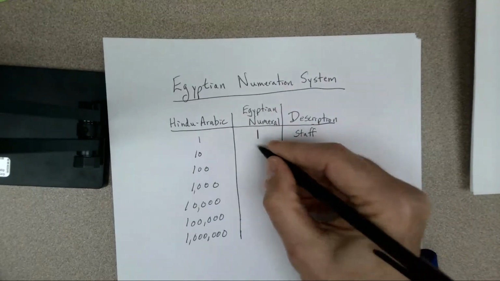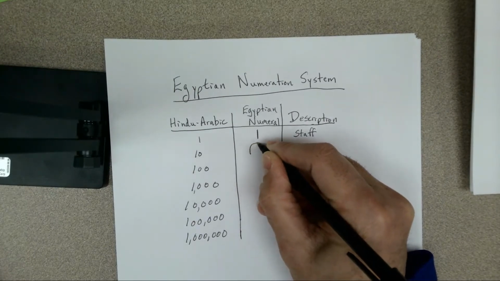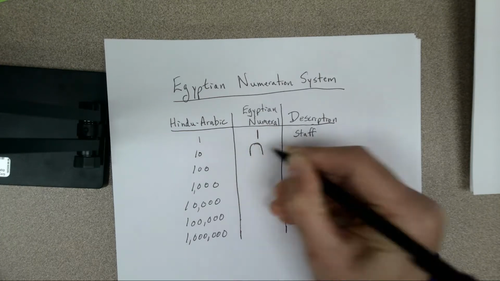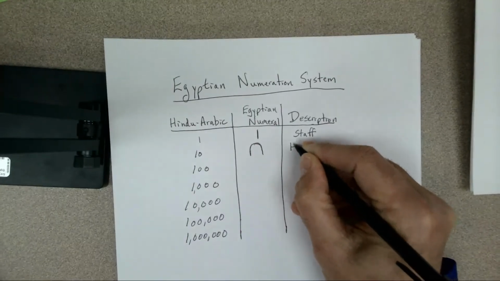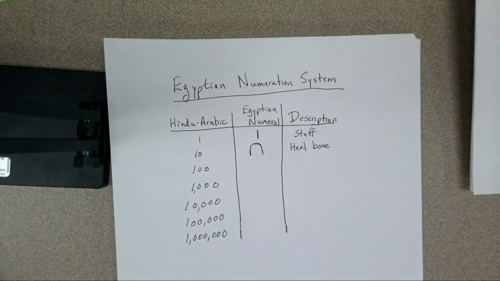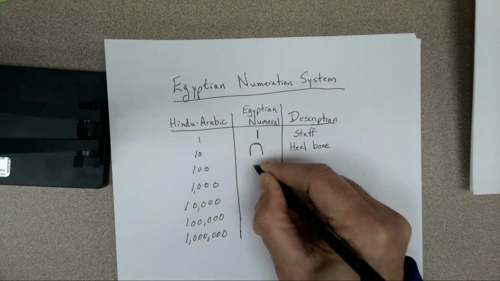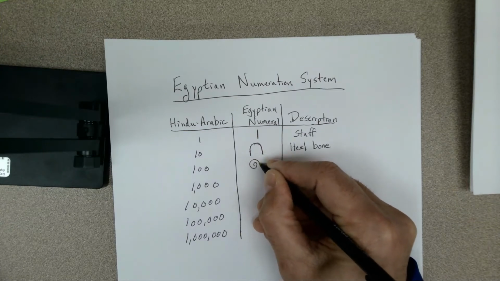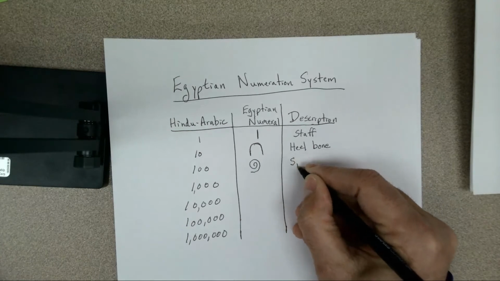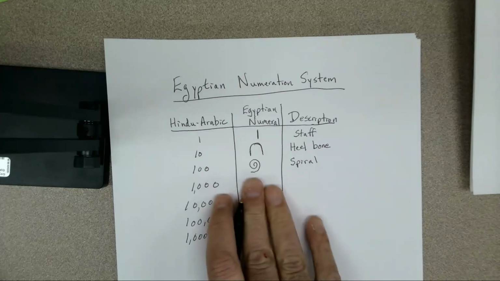10 looks kind of like the intersection symbol in set theory. It looks like an arch here. The name, though, is called the heel bone. 100, and this can be written both ways, is the spiral. Sometimes you'll see the spiral go the other way, but as long as it's a spiral, that's 100.